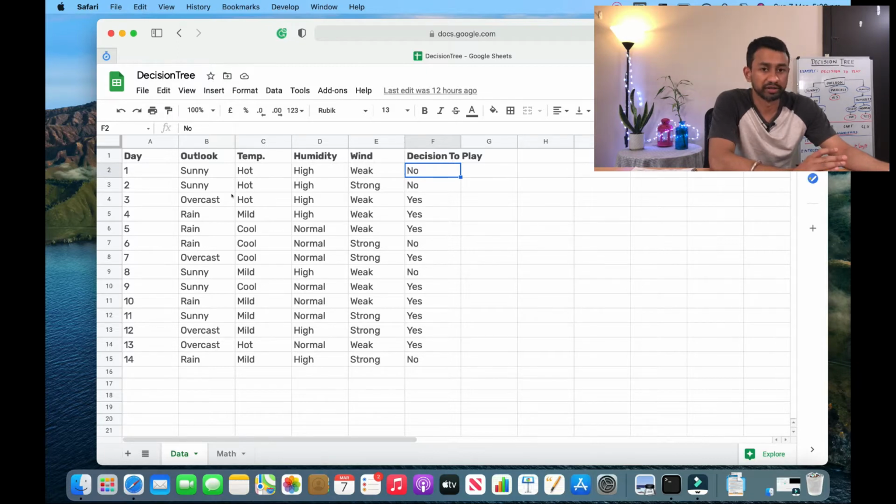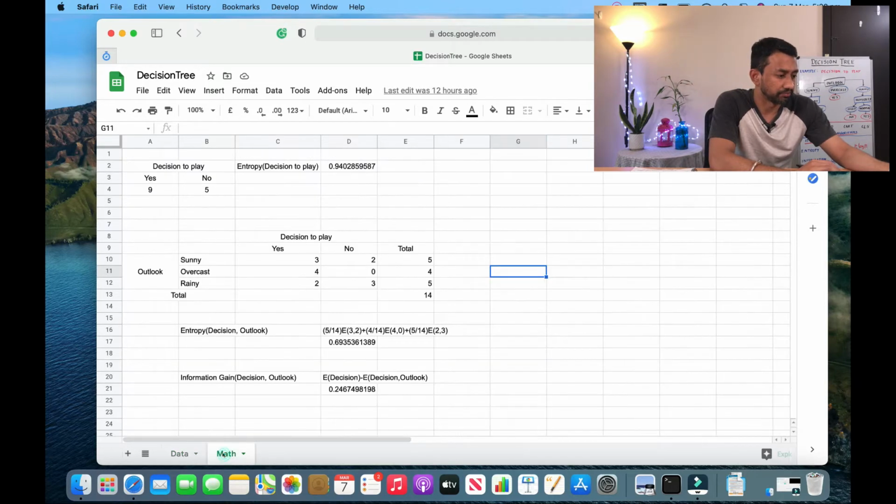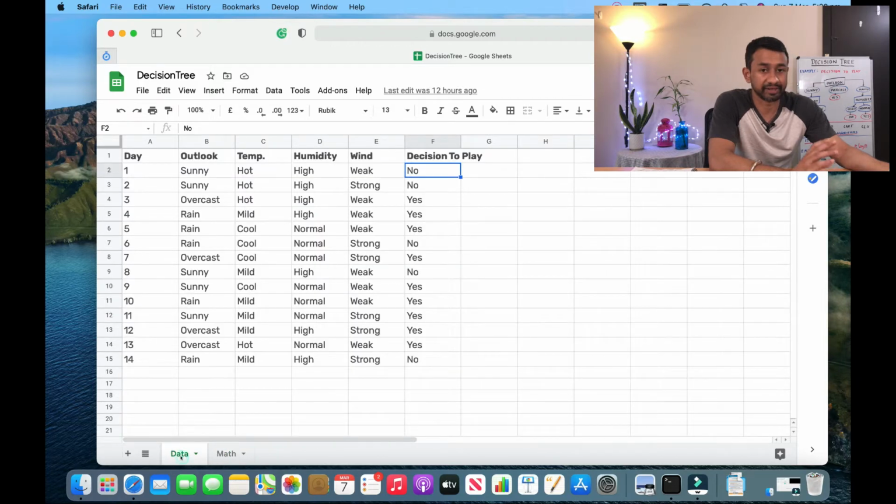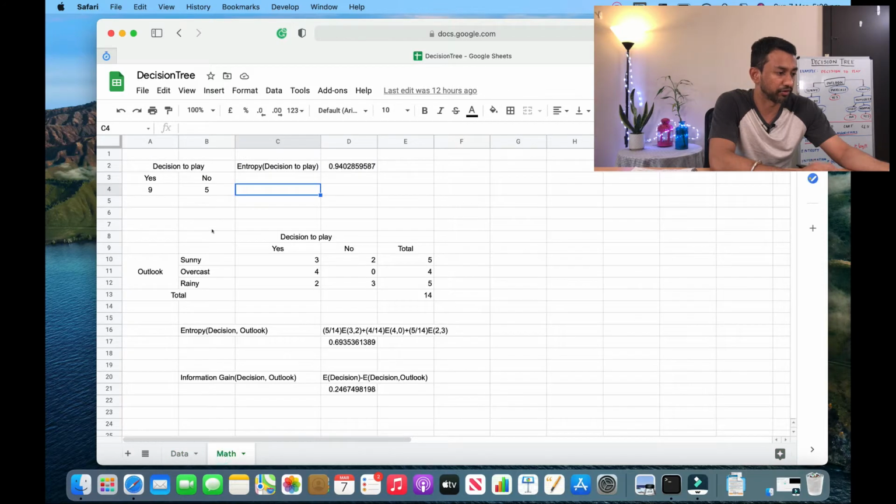For this one, let's see how to build a decision tree using the ID3 algorithm. Going to the math behind the algorithm, first let's state the target column, which is the decision to play. It has to be either yes or no. There are about 9 cases where it is yes, and there are 5 cases where it is no.